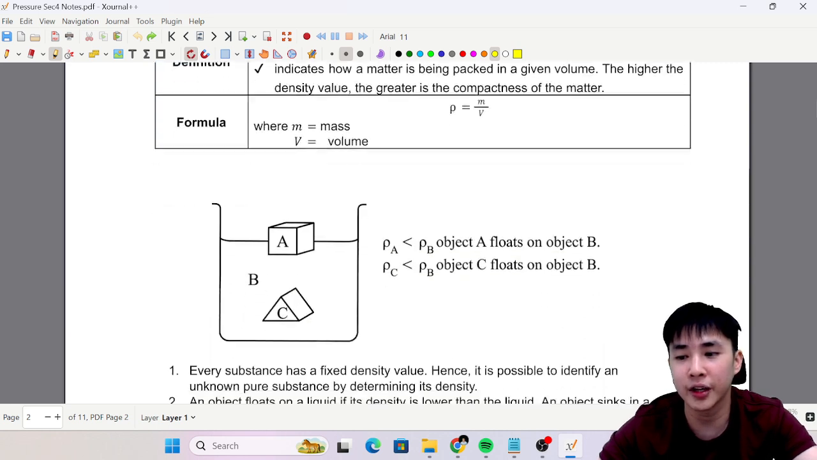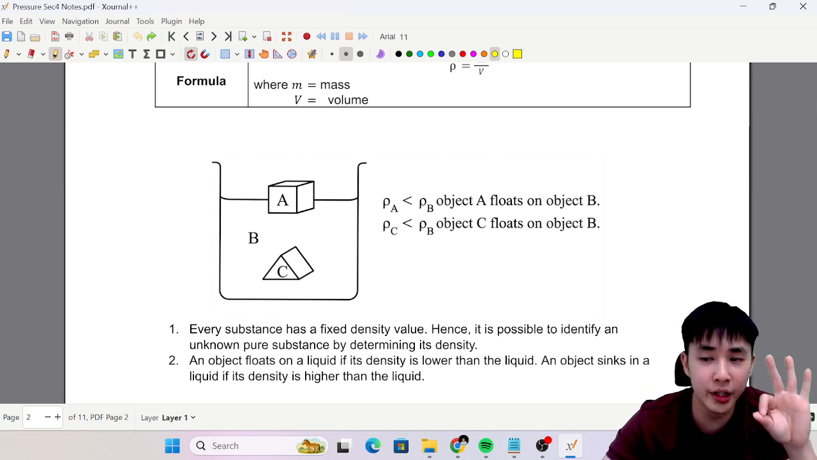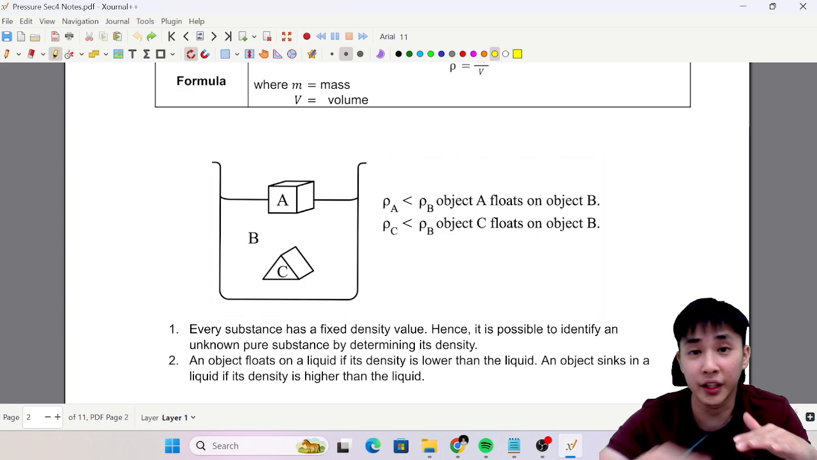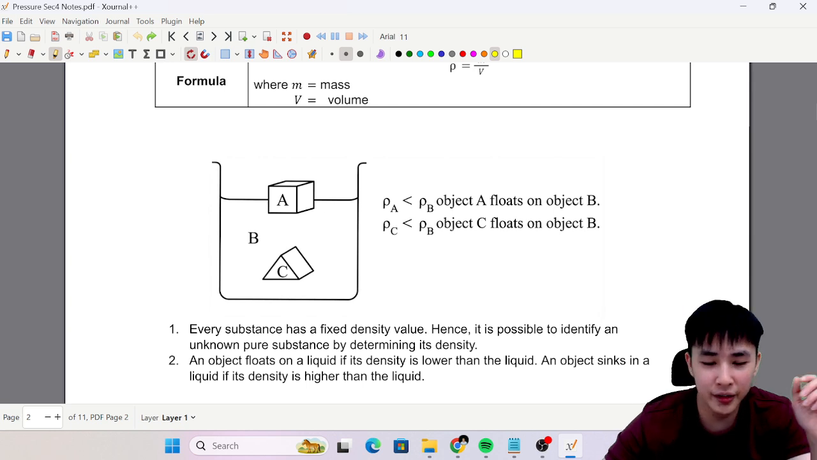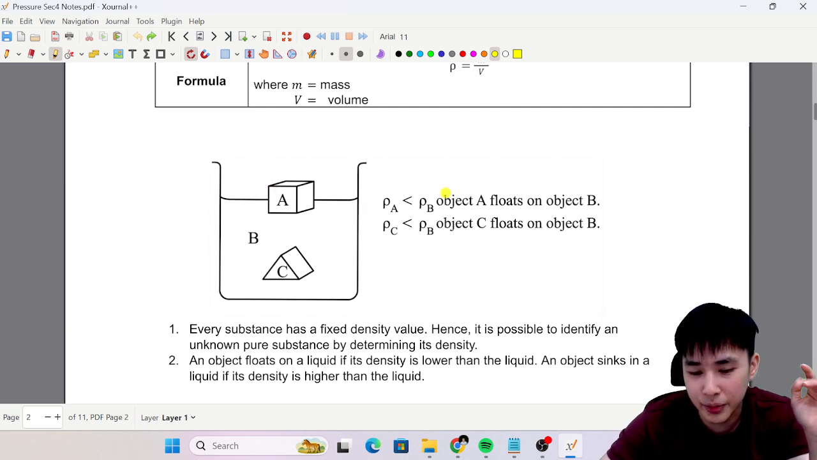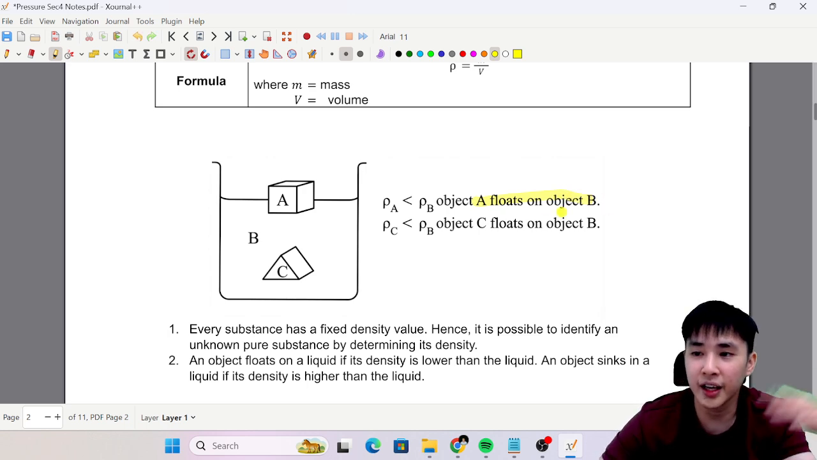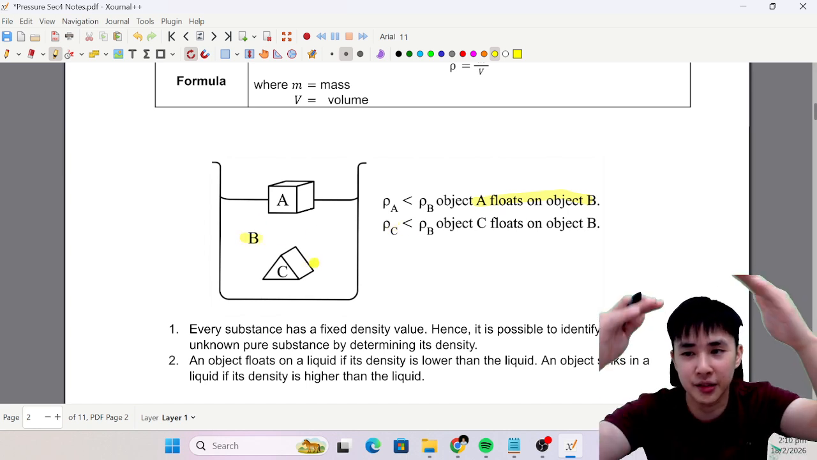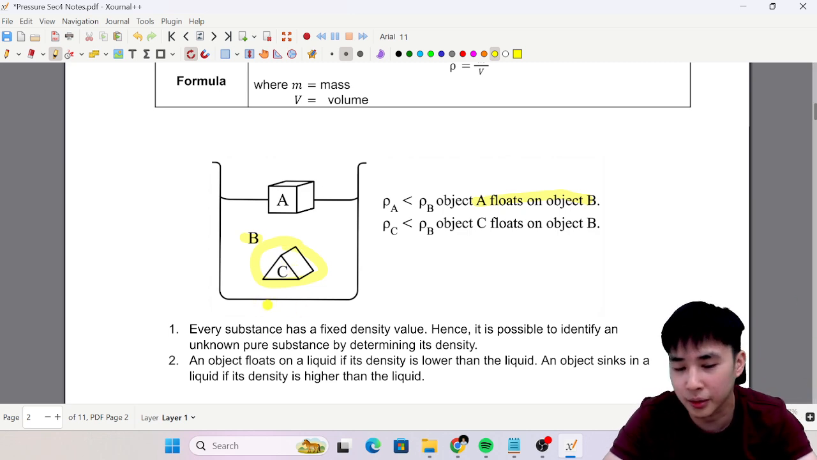From here, I've got a very simple illustration for you. Suppose we have three different objects. We have object A, we have the liquid which is B, and then we have C. If the density of A is less than B, then A will float on B. And similarly, if the density of C is greater than B, then C will sink. Eventually this particular object will sink all the way to the bottom here.